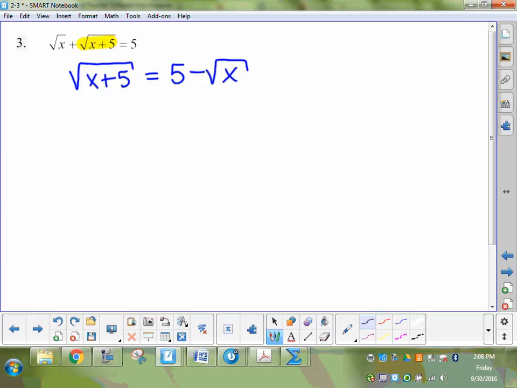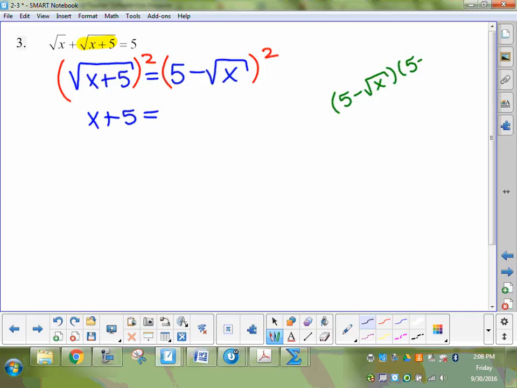What would my next step be, Maddie, once I get to here? You isolated the radical. What's the second step? And you've got to remember, you got to do both sides. So now I'm going to go through and I'm going to square both sides. So when we do that, I have the quantity of x plus 5 is equal to, now I'm going to take this out over on the right-hand side, and I'm going to write out 5 minus radical x times 5 minus radical x.